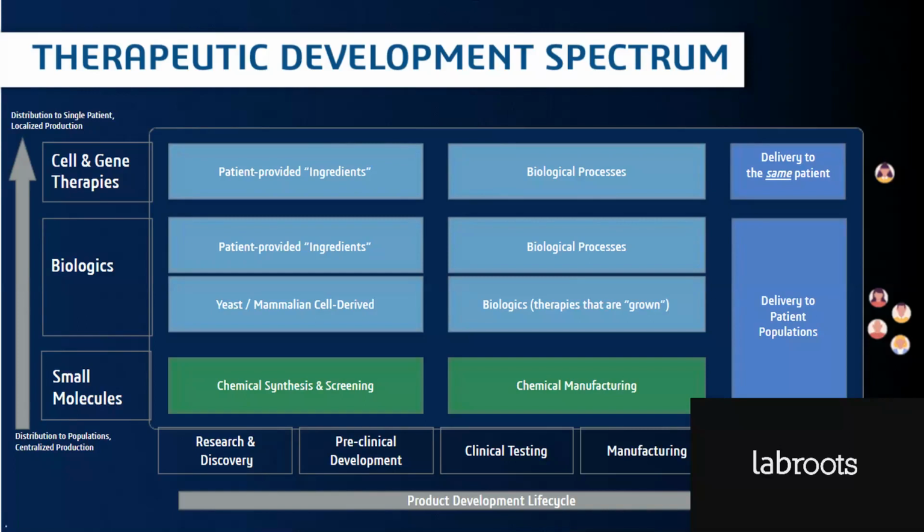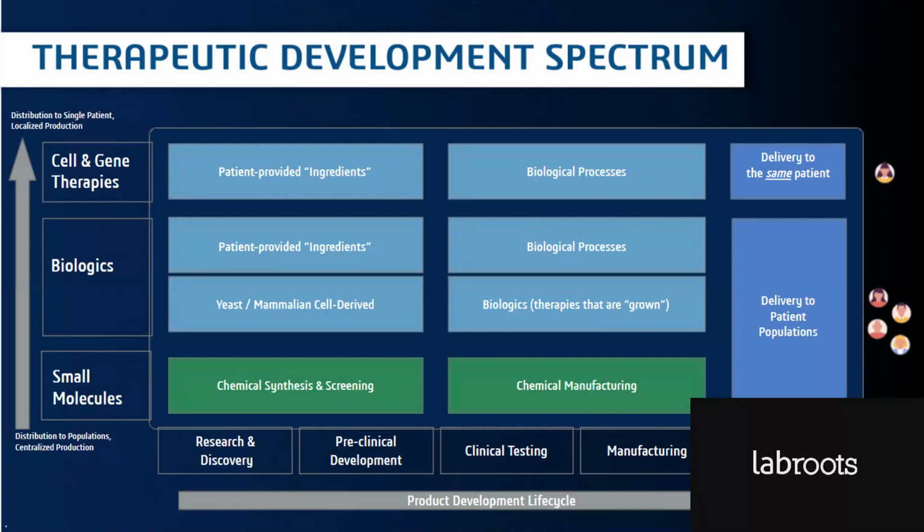smaller patient populations as you move up this vertical y-axis. For biologics, you're moving into biologic process development and clinical testing or other biologics processes. All of those first three are delivery to patient populations. But up at the top, we're moving into very narrow streams, where we're talking about cell and gene therapies that are reliant on ingredients from an individual patient. Then you deal with biological processes to produce therapy and deliver it back to that same individual patient. So you can see these different types of activities across an organization.